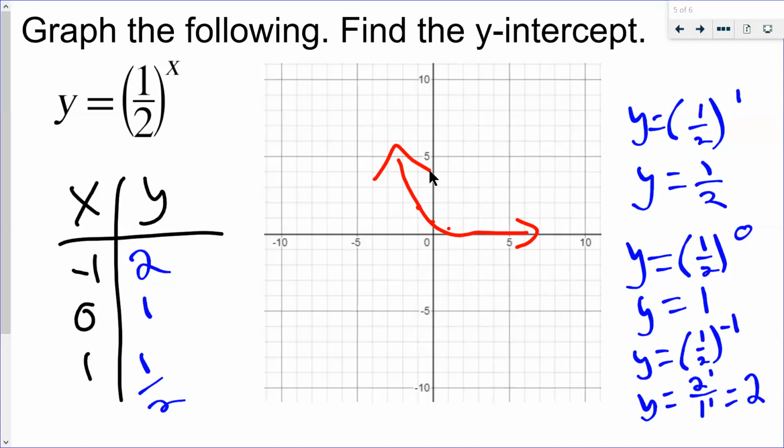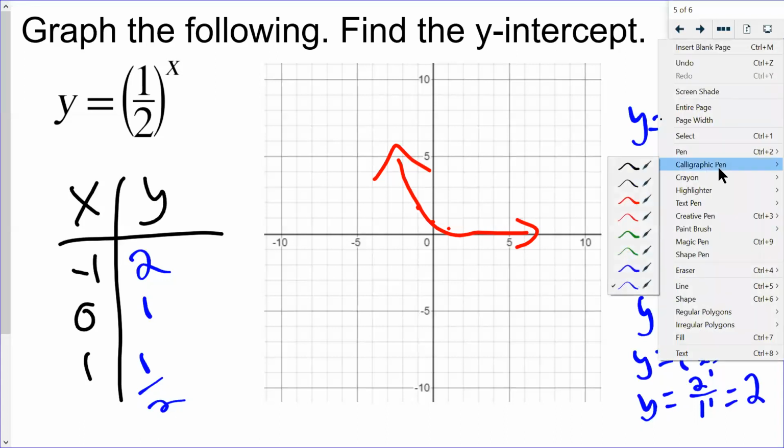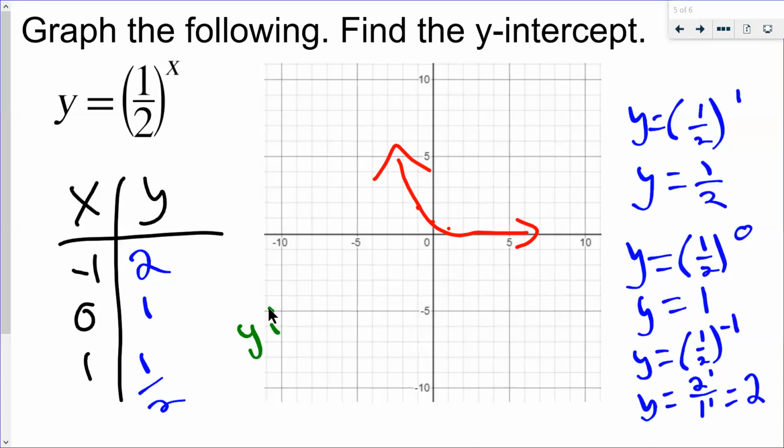What is our y-intercept? Well, let's get a nice, wonderful color here. Let's go with green. Y-intercept. Well, our y-intercept is where the graph crosses the y-axis. And our y-intercept would be 0, 1. Or you could say your y-intercept is 1, because that's where the graph is crossing.